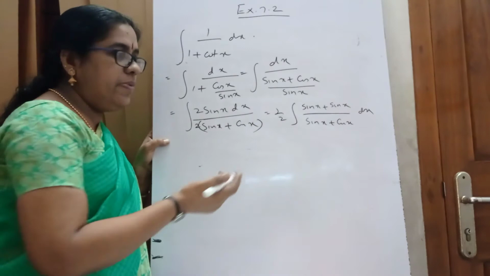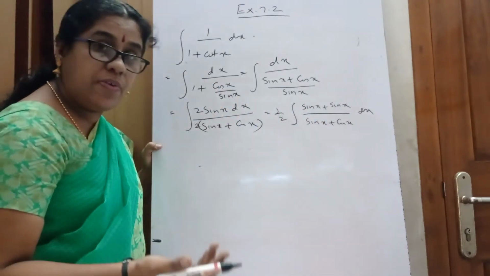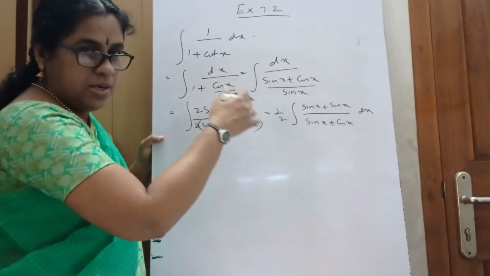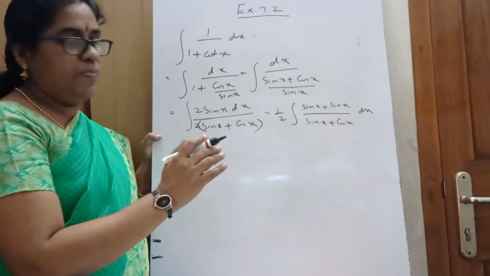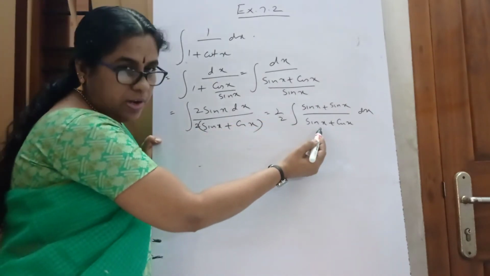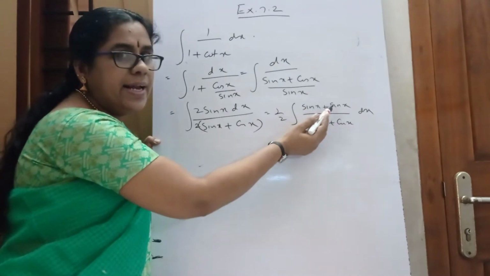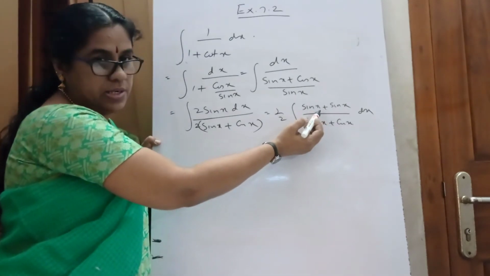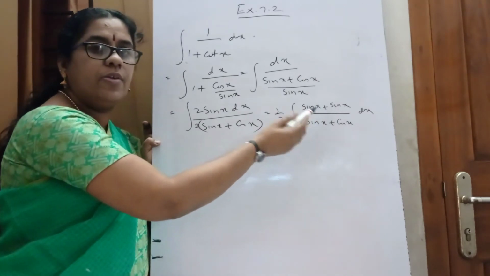Next, our aim is to convert the numerator into the form where the numerator is the derivative of the denominator, or we can cancel the common factor like that. We have to convert into that form. For this, the denominator contains cos x, so we have to add and subtract cos x in the numerator. What is the step? Add and subtract cos x in the numerator.